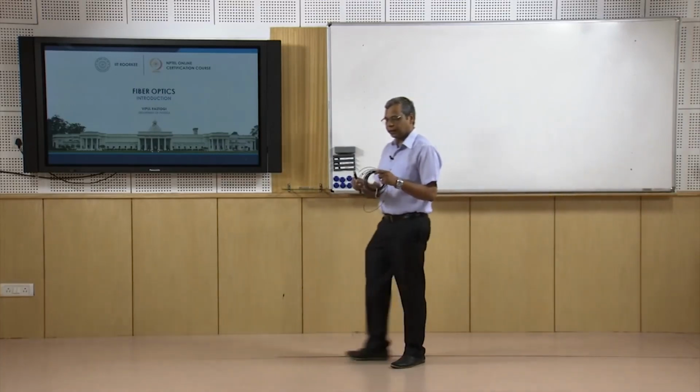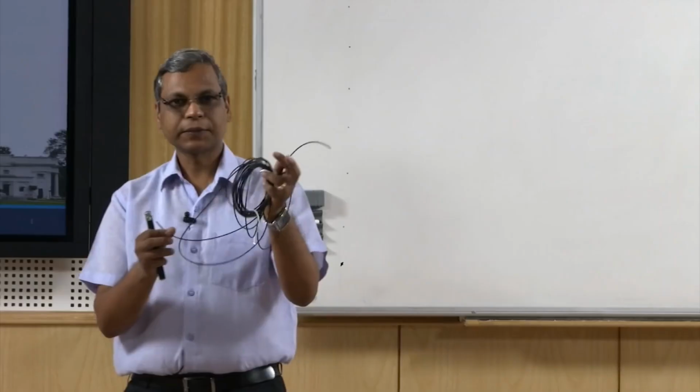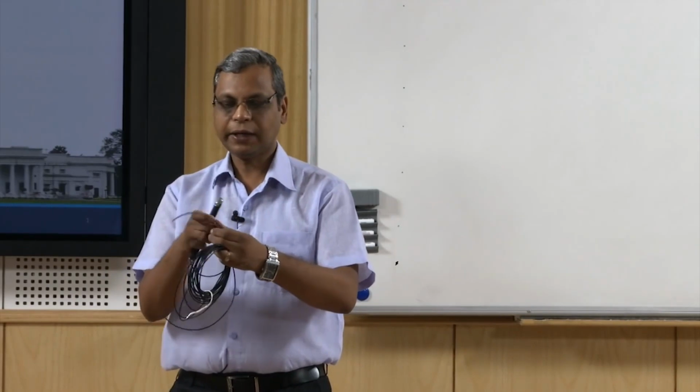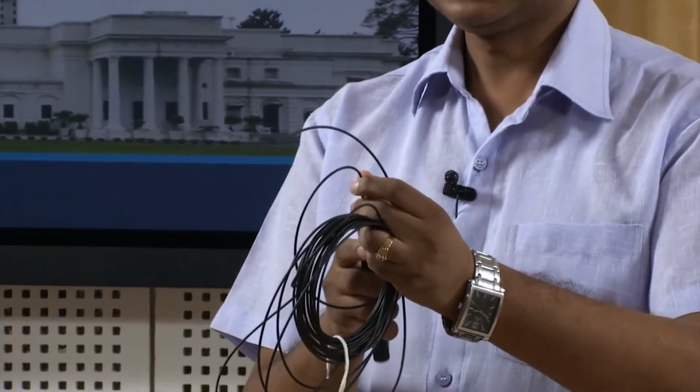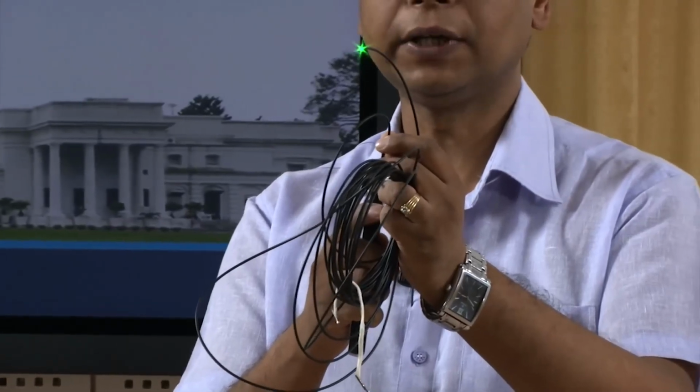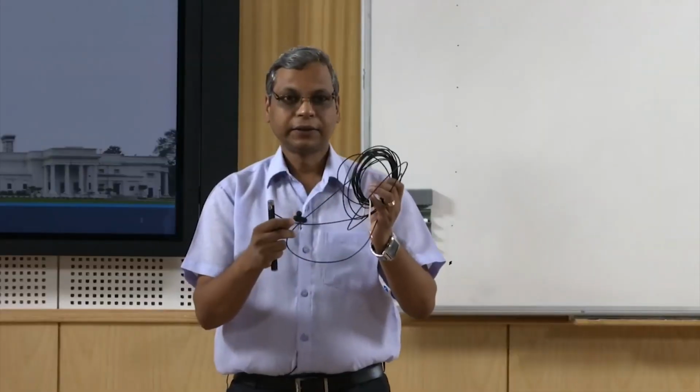I also see a fiber something like this, in which if I put light inside, I can see light coming out of the other end. This looks like a normal wire, but it guides light. You can see what a flexible structure it is, and it can take light around all the curves over a long distance, over the entire length of this piece of wire. So this is another form of optical fiber.